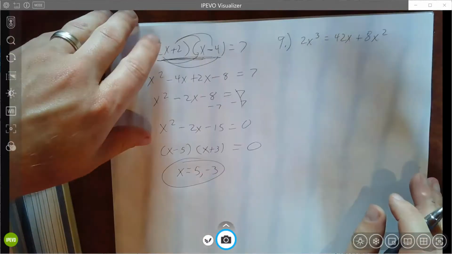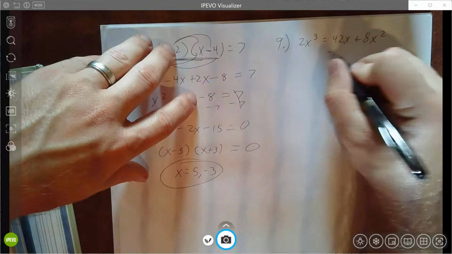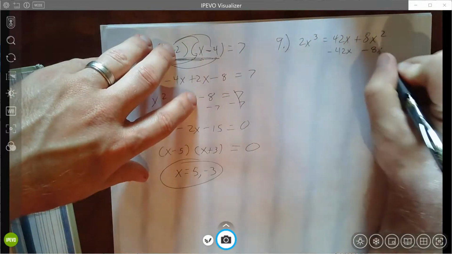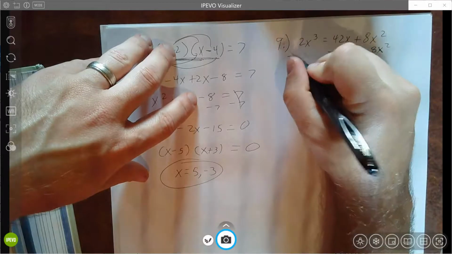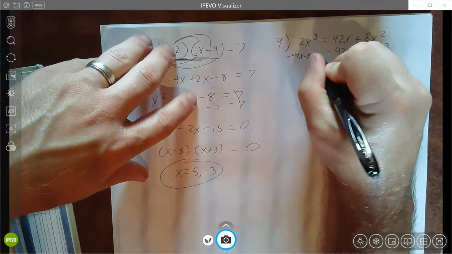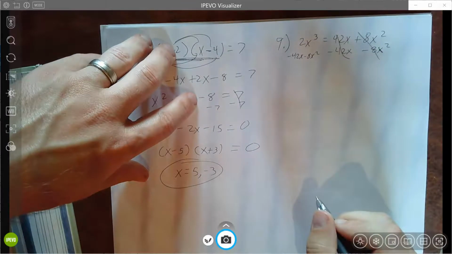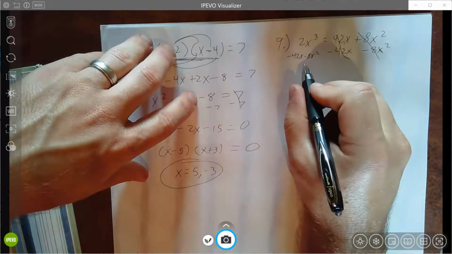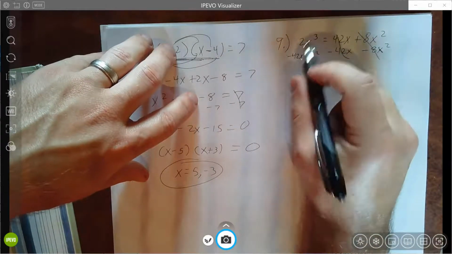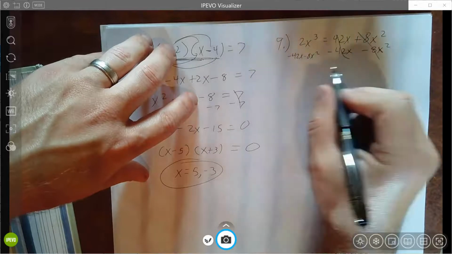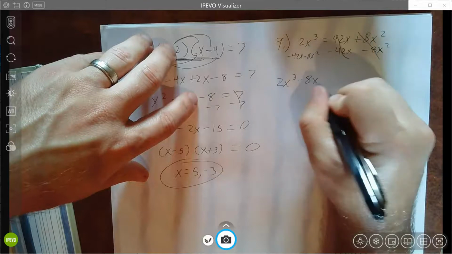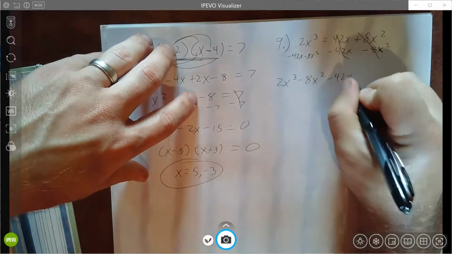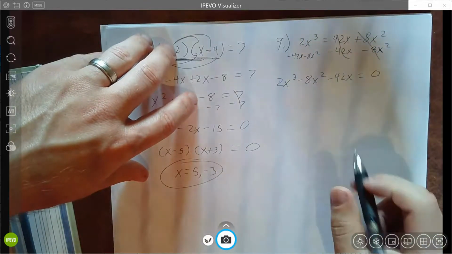Okay, you know what to do here, don't you? Move the 42x. Move the 8x squared. And I'm going to write this in order. The standard order would be to put the highest exponent first and go descending order from there. So the 2x cubed should come first. The minus 8x squared come next. Then minus 42x. And it equals 0.